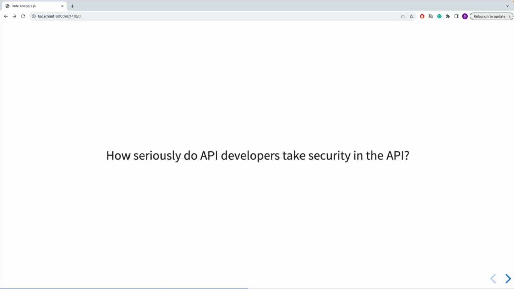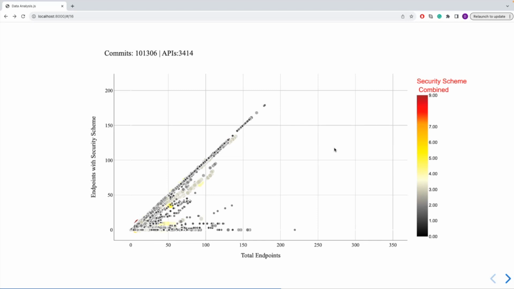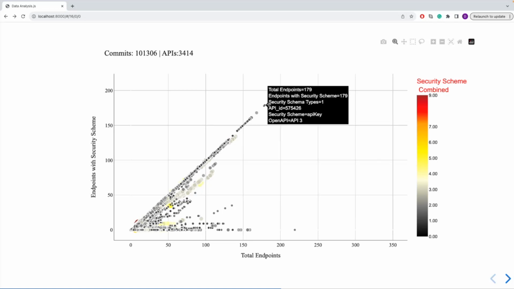So how seriously do API developers take security in the API? Here I just want to see the distribution of the total endpoints versus the endpoints that have security schemas. We can see important outliers, representing an important variability of these endpoints. If we compare the total endpoints with the endpoints with a security schema, we can see how the APIs are, and we can find APIs that have a security schema defined in all of their endpoints.